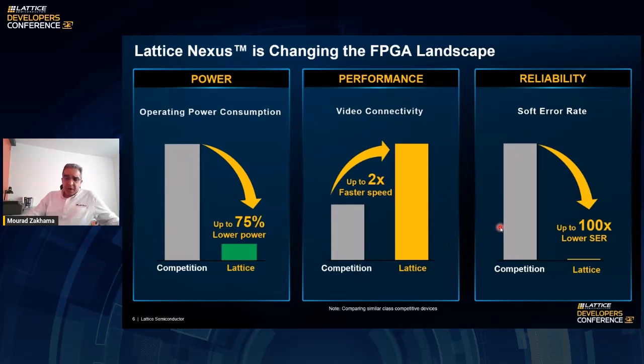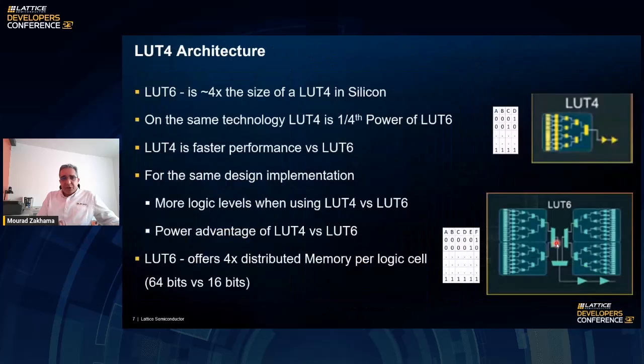And also in terms of reliability, 28 nanometer FD-SOI offers up to 100 times better single event upset, or single soft error rate, than the competition. The other architecture element that contributes to the lower power of the Lattice FPGAs is the selection of the LUT4 architecture versus the LUT6 that is used by some of the competition.